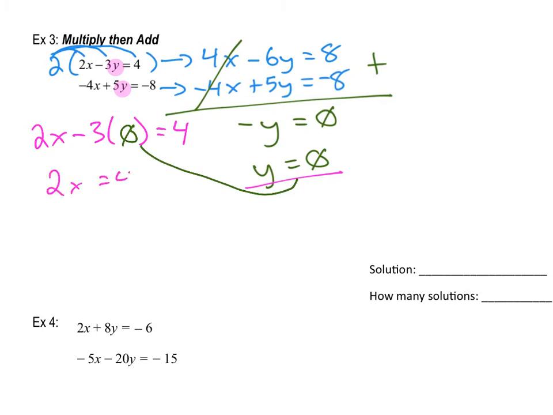2x equals 4, so x is 2. There's our answer. Another point of intersection that lies where? What key feature? The x-intercept, (2, 0). For one solution. All right, let's move to example 4.